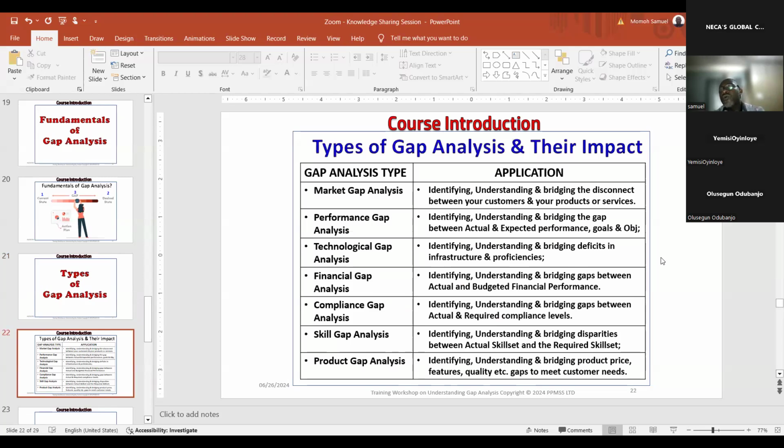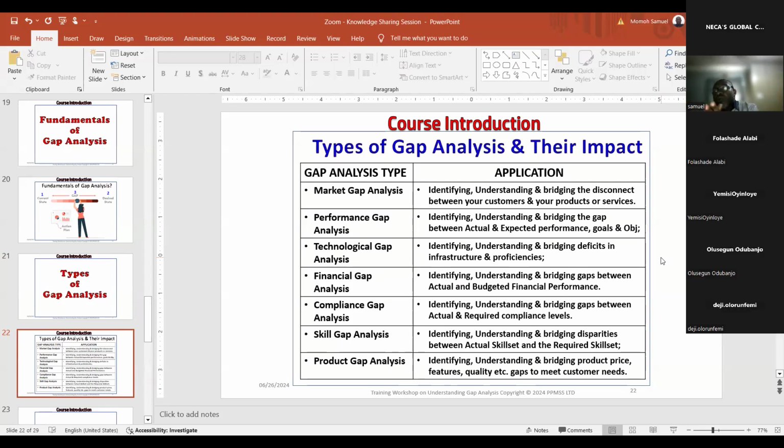Now, depending on your focus, the area you are focusing on, let's say from the organizational or corporate perspective, probably you are focusing on finance, or human capital, or ICT or IT, or perhaps on marketing, the marketplace. So it depends on your focus. Your focus will determine the kind of gap analysis that you are going to carry out.